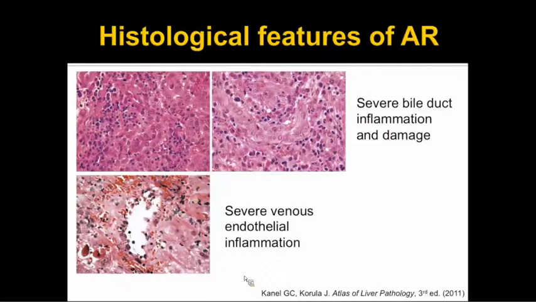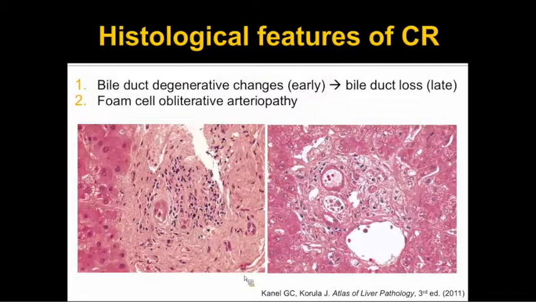So in contrast to those images, how do we diagnose chronic rejection? Chronic rejection really has two classic features. The first is bile duct degenerative changes in early chronic rejection that later leads to bile duct loss in late chronic rejection. And then foam cell obliterative arteriopathy.